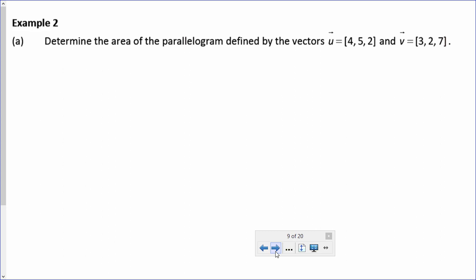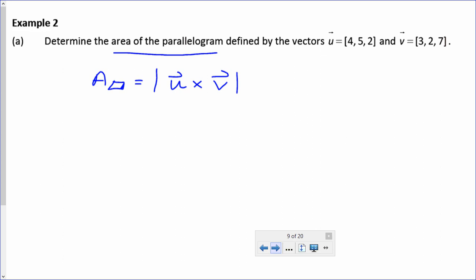So let's start this question off. Determine the area of the parallelogram defined by these two vectors. So I now am telling you, find the area of a parallelogram. What did we say at the beginning? The area of a parallelogram is the magnitude of the cross product.